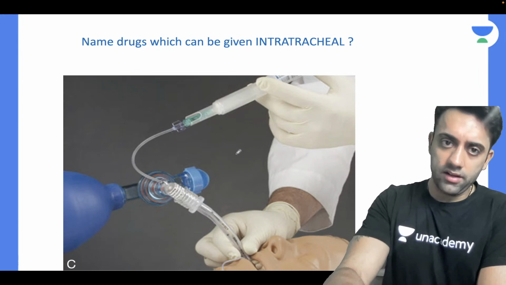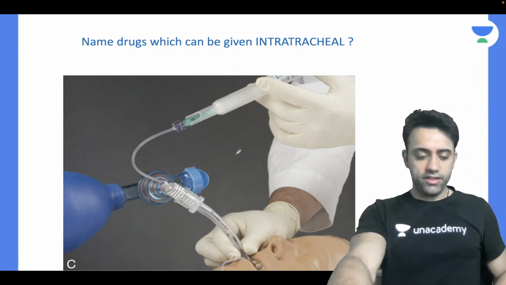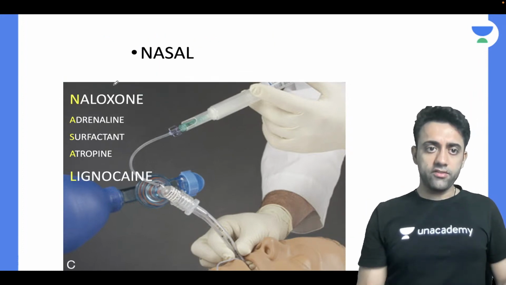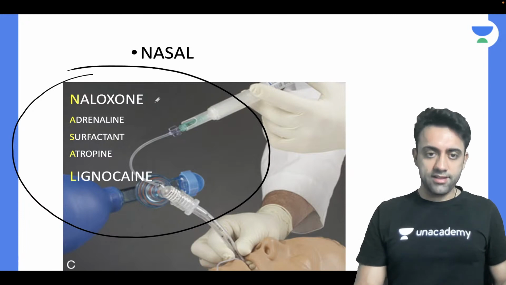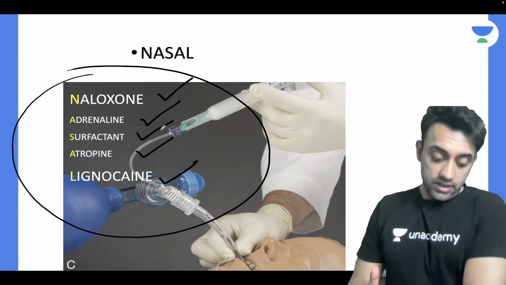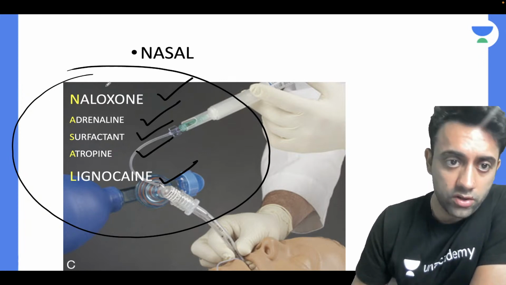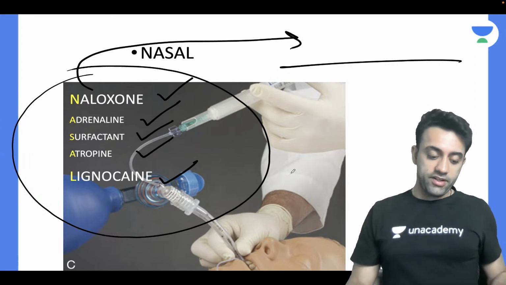ठीक है, next one. Which we have already done. What are the drugs given intratracheal? In yesterday's class we have already done. I will not repeat this point. The mnemonic is NASAL. We have naloxone, adrenaline, surfactant, atropine and lignocaine. Now extra question I have here. What is the dose of naloxone? Yesterday we did that.